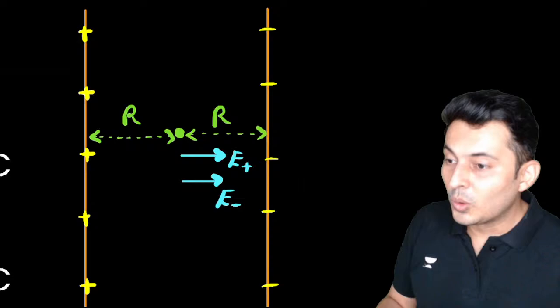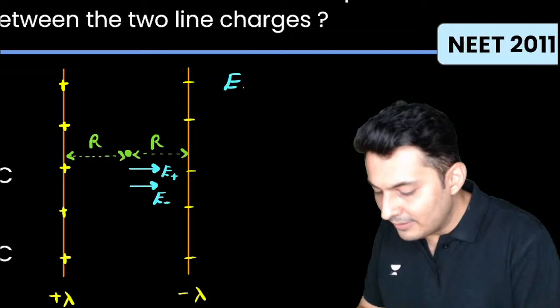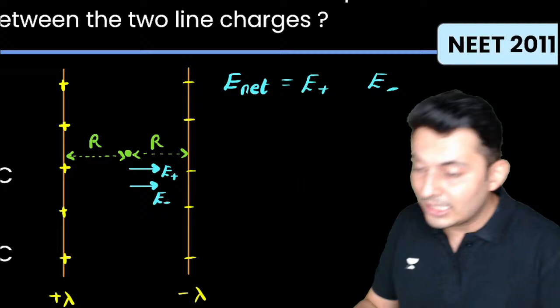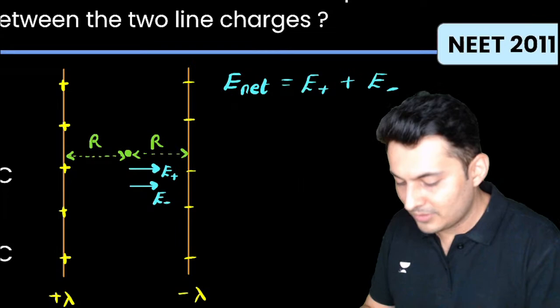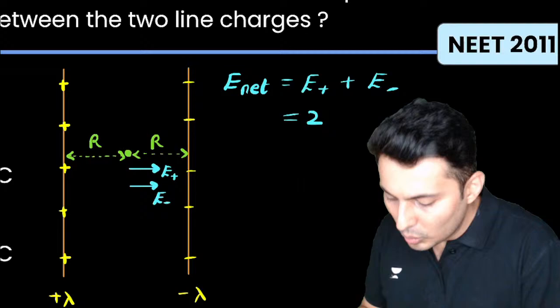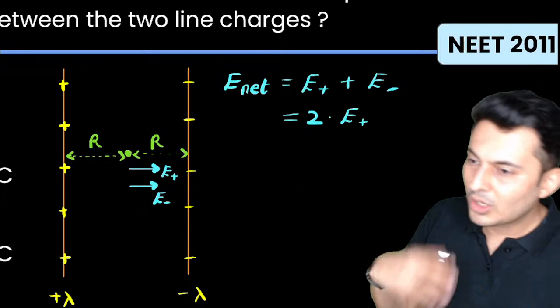When you try to find the net field, will the field because of positive and the field because of negative be canceling or adding? Obviously they are adding up. And because of the symmetry, I think it will be two times of any one of the fields, either the positive or the negative, because of symmetry.